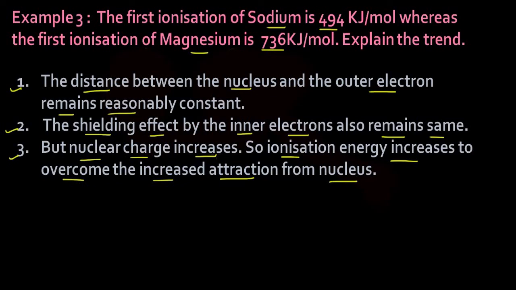So in this video, we have learnt about the factors affecting the ionization energies. From the successive ionization energies, what can we predict? And also we have learnt the trends in the ionization energy down the group and along the period.